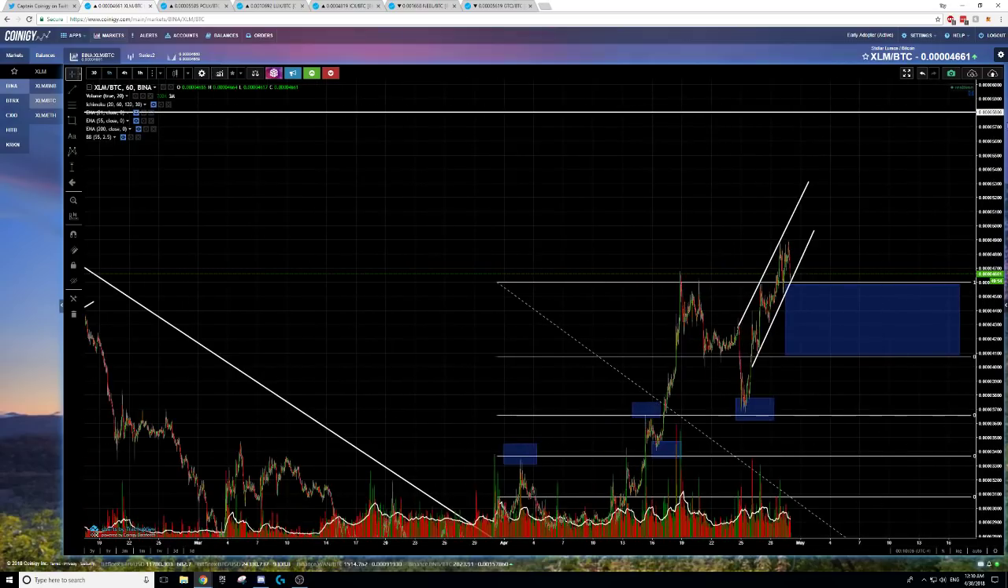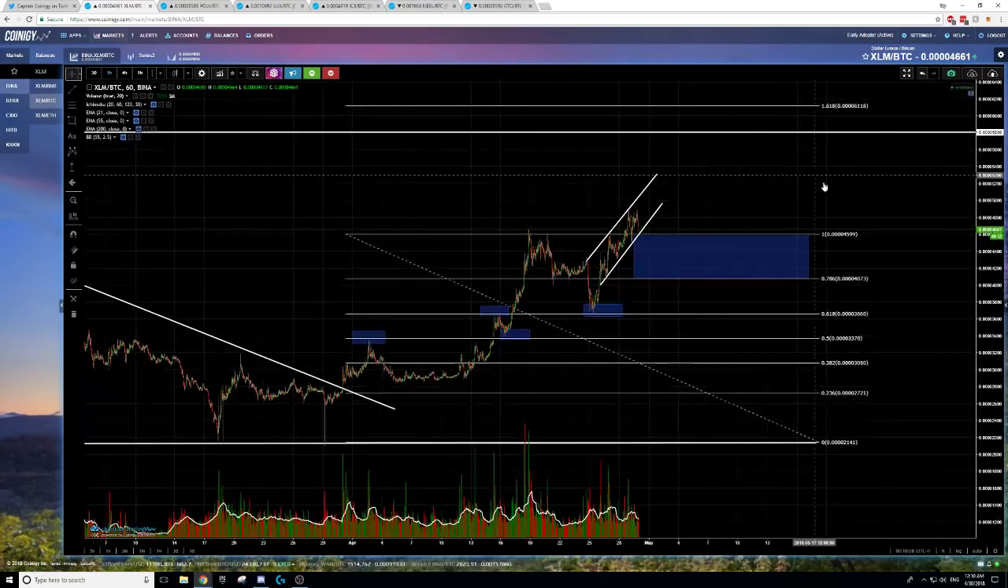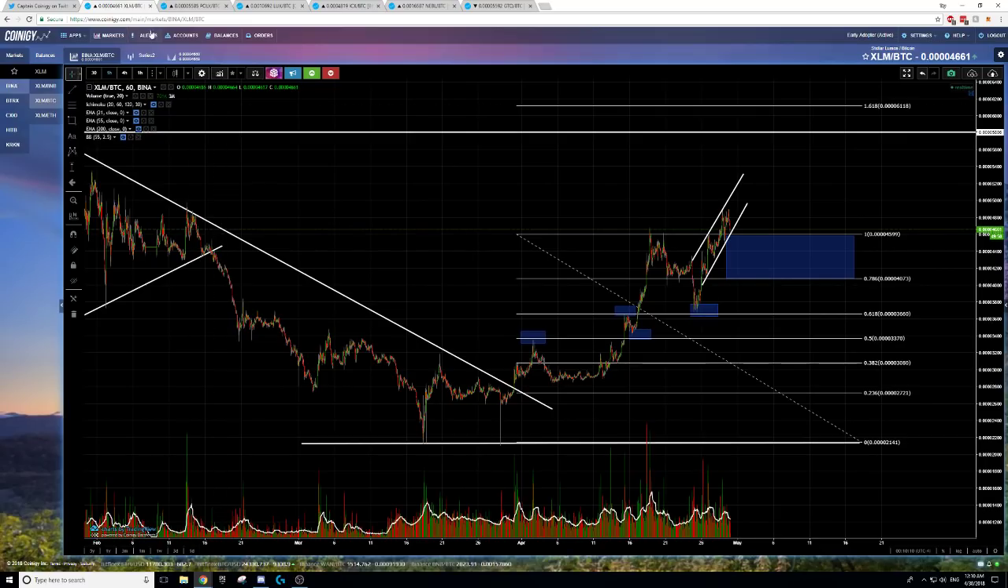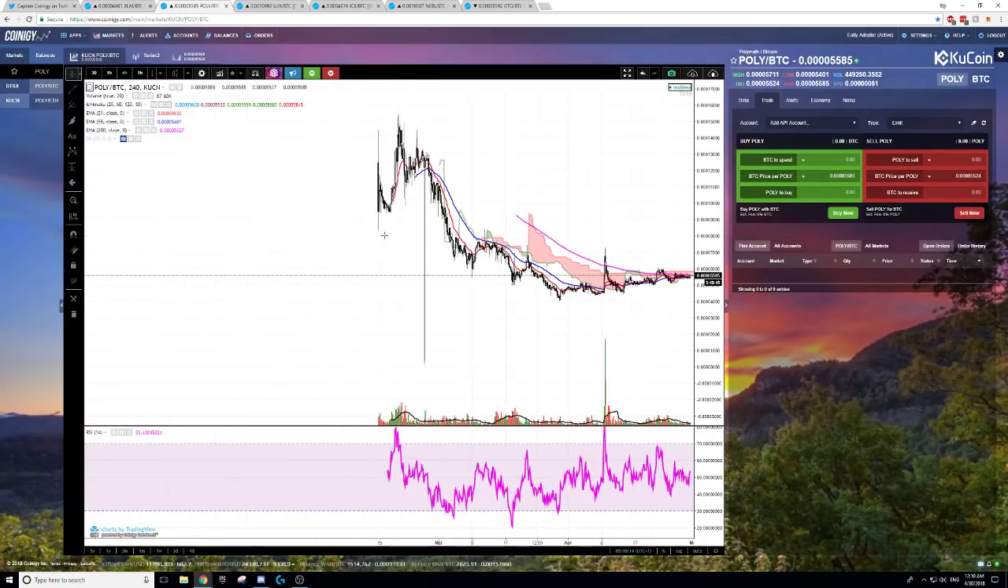But yeah, so that's lumens for you. Should give you a general idea of what your options are. So with that, we can move on to polymath.